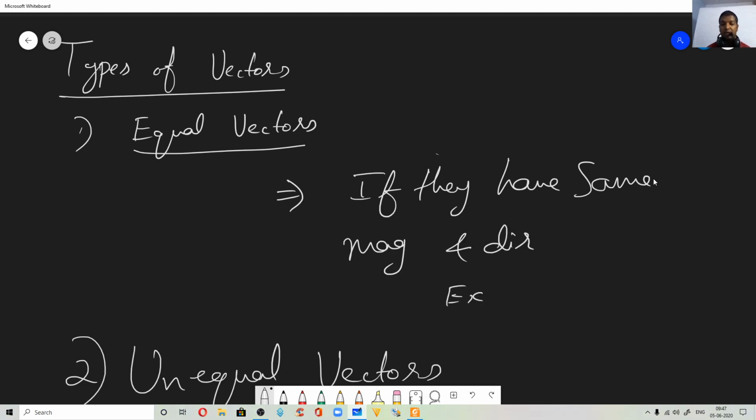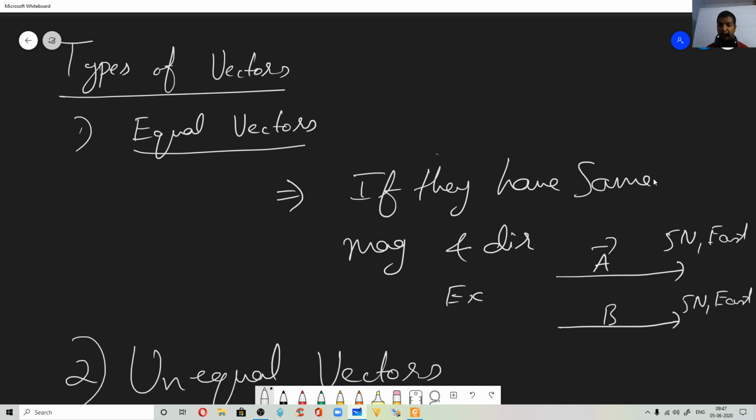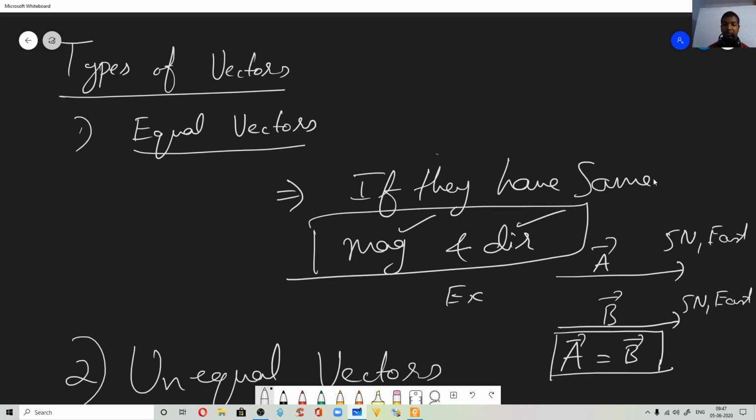For example, you are applying a force of 5 Newton towards east. Call it vector A. Now your friend is also applying a force of 5 Newton in the same direction, east. Call it vector B. Then vector A and vector B can be called equal vectors. Magnitude has to be the same and direction has to be the same. This has to be kept in mind.